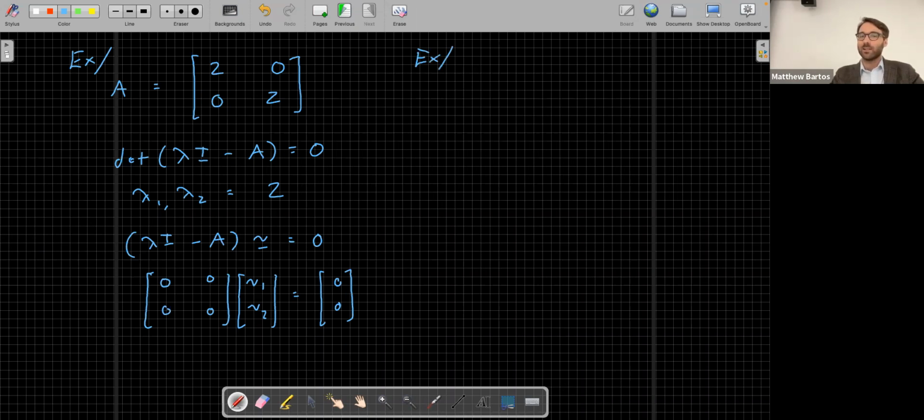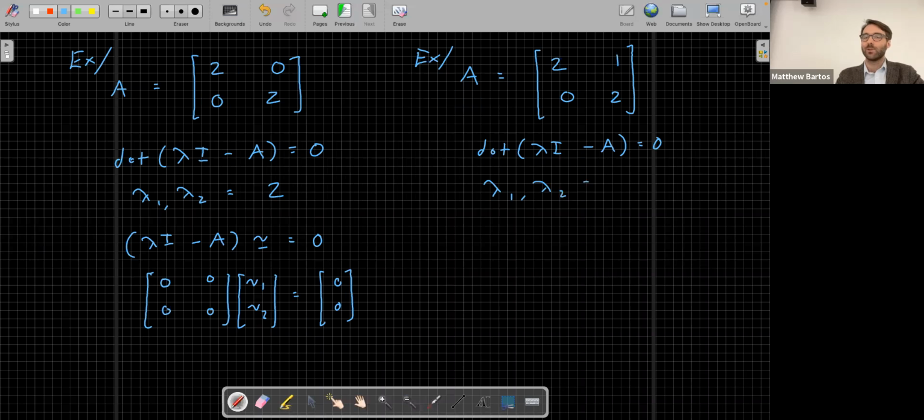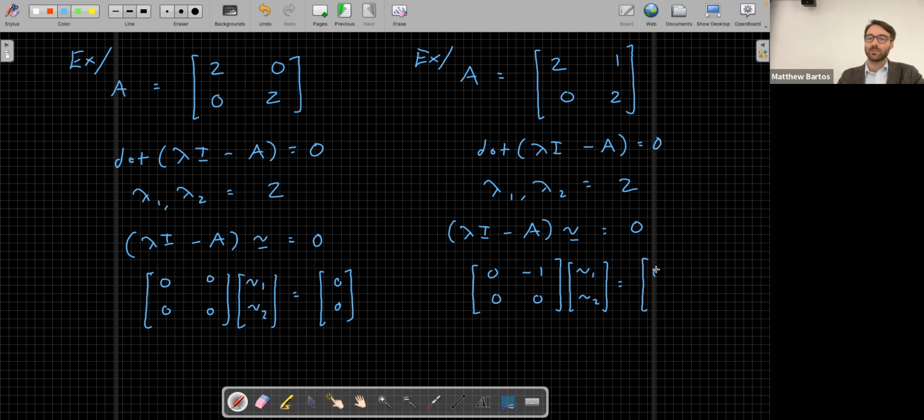Let's take a look at that strange matrix that I showed you last time. Let's say it's 2, 1, 0, 2. You can find that for this matrix, if you compute the eigenvalues, your eigenvalues will also be equal to 2 and 2. So there'll be an eigenvalue 2 with multiplicity 2. But what happens when you go and try to compute lambda I minus A? You'll find that your matrix ends up being 0, -1, 0, 0 times v1, v2 equal to 0, 0. And the nullity of this matrix here is what? 1. So this tells you that there's only one eigenvector associated with the eigenvalue equal to 2.